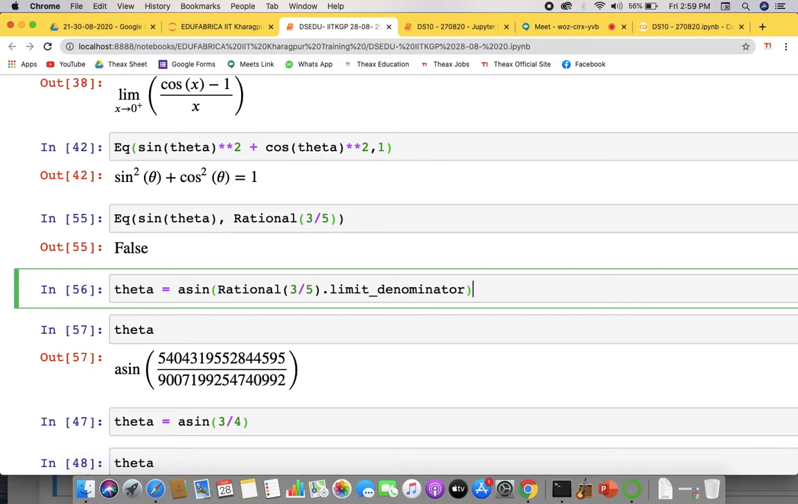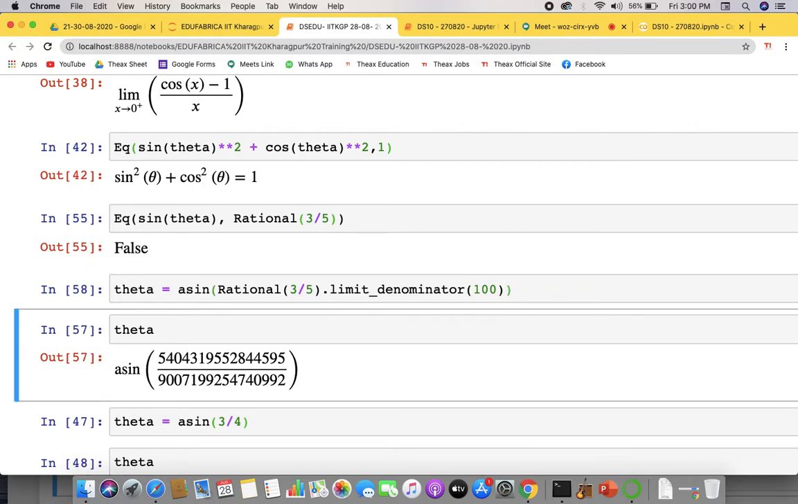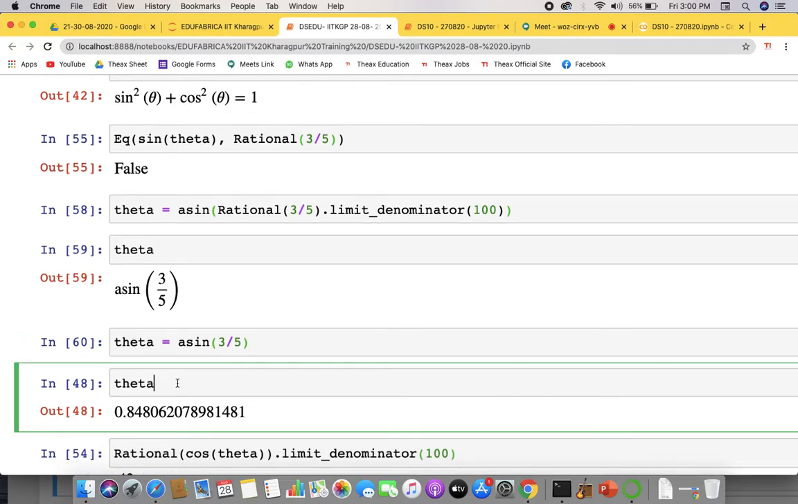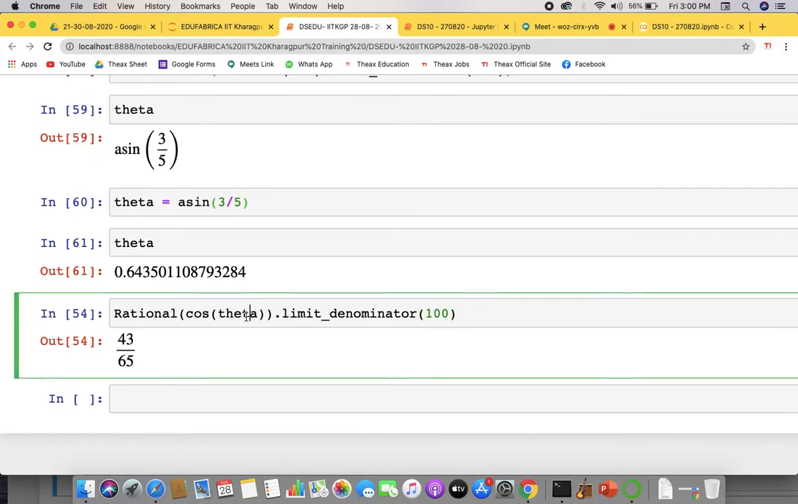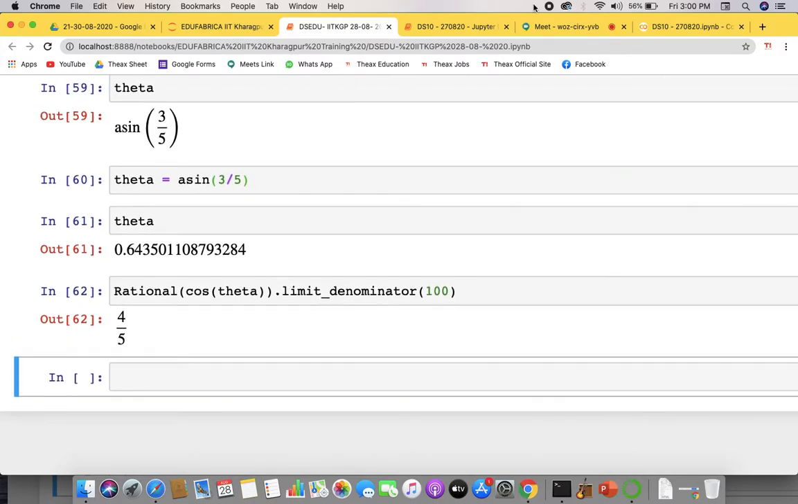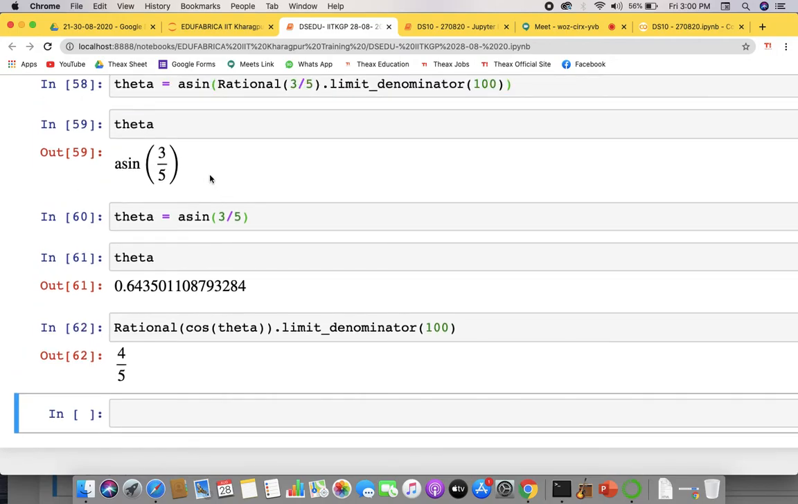Limit the denominator by 300. Run this. Okay, fine, working. So theta is going to be, that question is exactly for 3 by 5. So you get the rational value, that is cos theta is going to be 4 by 5, right? It is correct. If this is 3 by 5, obviously that will be 4 by 5.